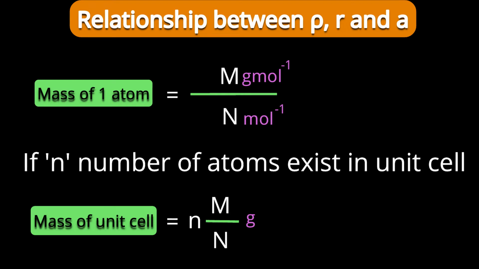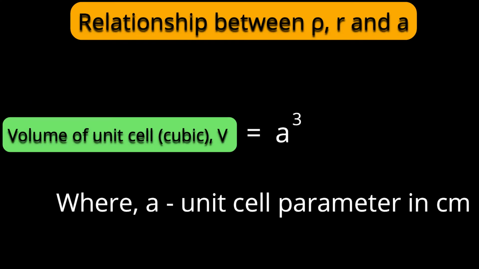If I could get a mass of one atom, can I find mass of n number of atoms? Yes, just multiplication. Why small n am I considering? Because small n number of atoms do exist in one unit cell. Then what will be the mass of unit cell? Mass of unit cell is equal to n into mass of one atom, means n into M divided by N. What will be the unit? In terms of gram.